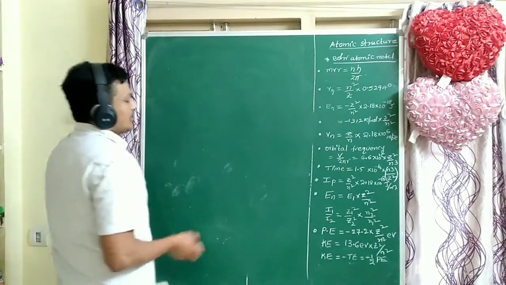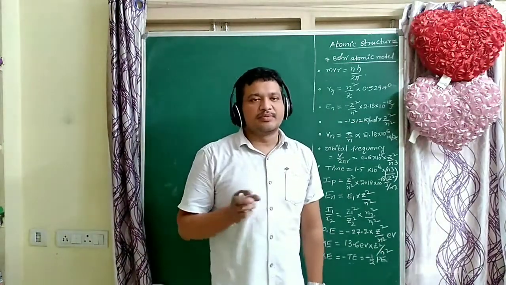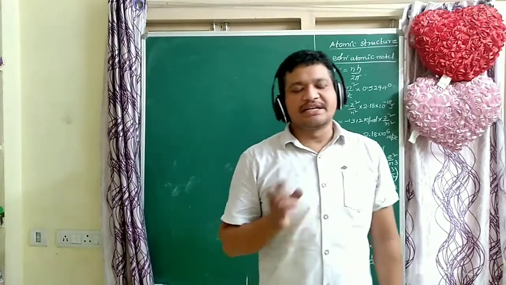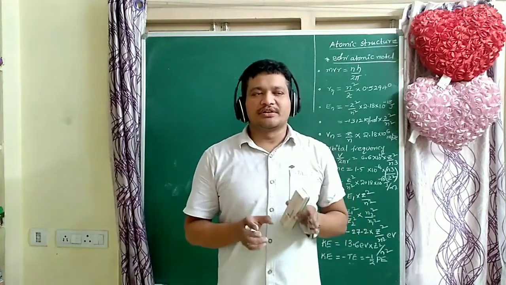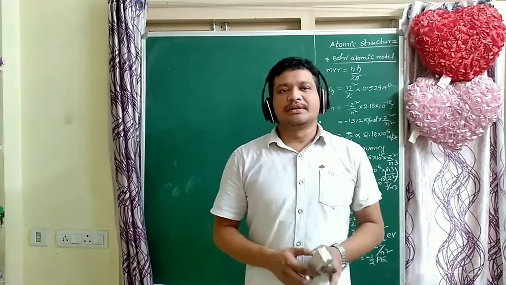So, what is the Bohr theory? According to Bohr, electrons revolve in circular paths called orbits. As long as an electron revolves in a particular orbit, its energy is constant. These orbits are called stationary orbits, represented by K, L, M, N.